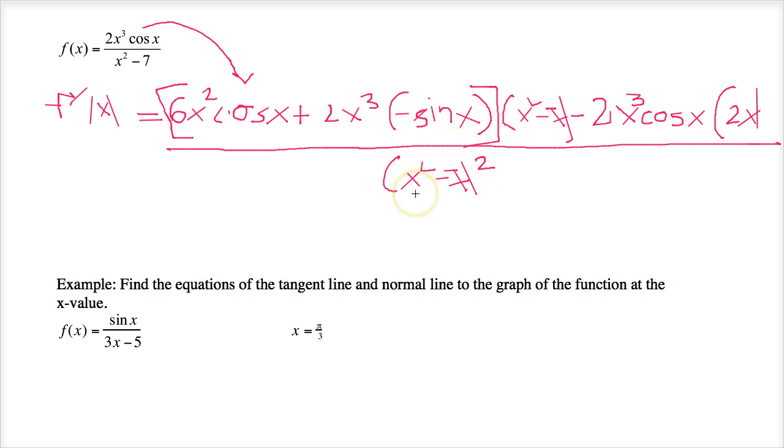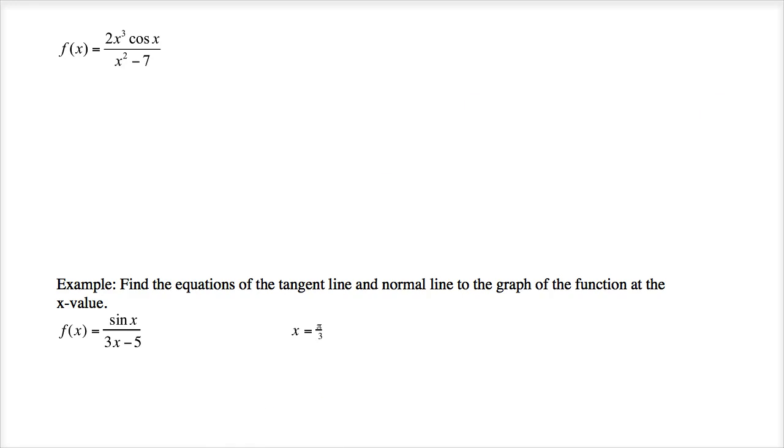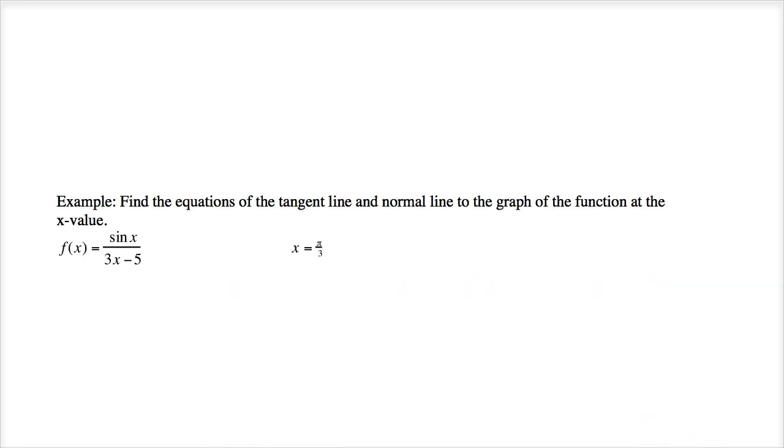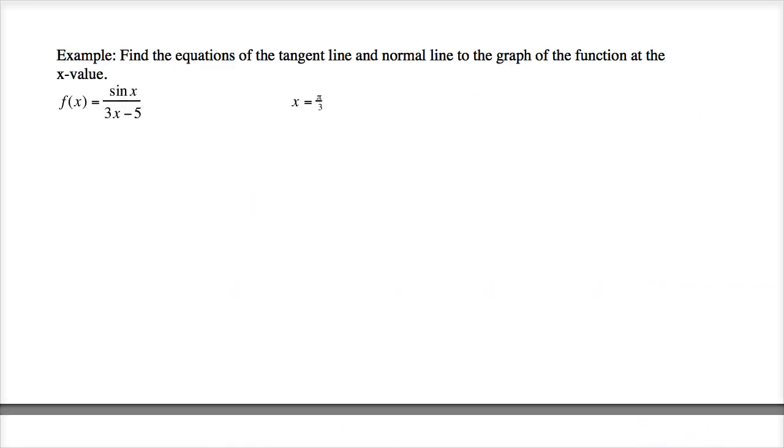Again, some of you are saying like, man, this is so messy, or it's not simplified, but you just leave it like that. Okay. And the last example that I want to go over for you guys today, it says here, find the equation of the tangent line and the normal line. And I told you guys we're going to go over normal lines another day, but let's do a tangent line problem. All right. In this problem, I have sine x over 3x minus 5. Again, I want you to notice something.